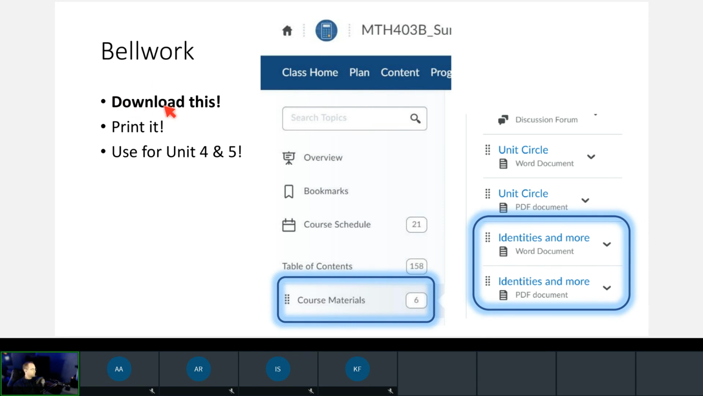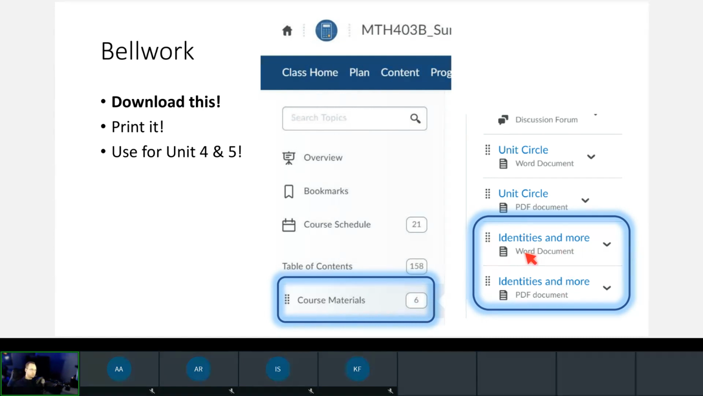Bell work is to download this, print it, and save it and use it for Unit 4 and 5. So click on, obviously, your math class, 403B, course materials, scroll down, and download one or both of these.